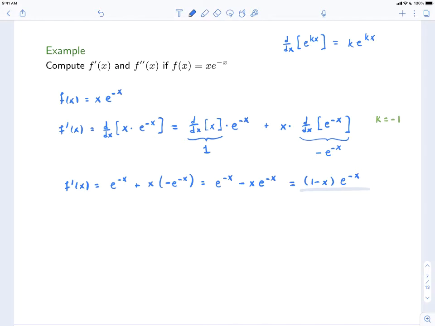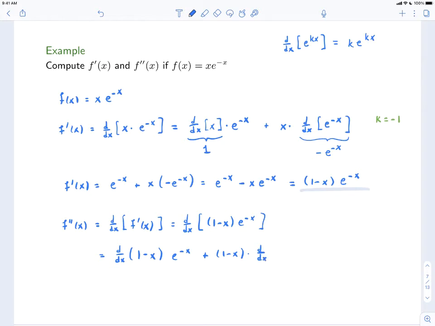Okay, well, if we want to compute the second derivative, f prime prime, that's just the derivative of the first derivative. So that's the derivative with respect to x of f prime. Well, we've just computed that. So that's the derivative with respect to x of 1 minus x times e to the negative x. And again, it's a product, so we use the product rule. So it's the derivative of the first times the second plus the first times the derivative of the second.